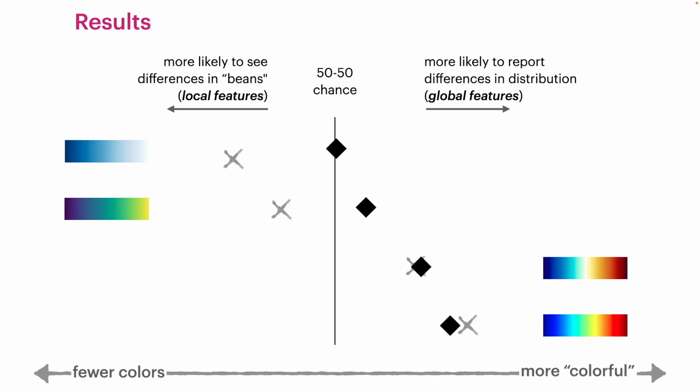Let's look at the results. The diamonds here show the observed average bias for each color map, and we can see that the pattern is in line with our hypothesis, even though the bias for local features is less than what we had expected.